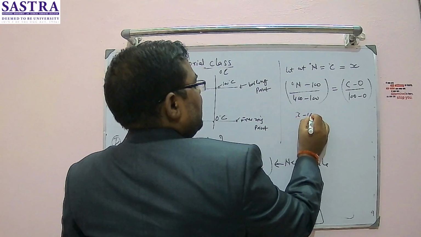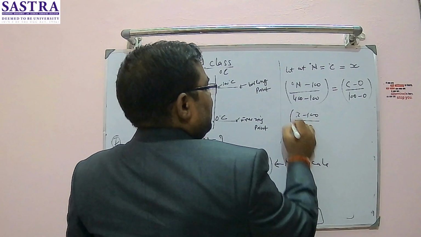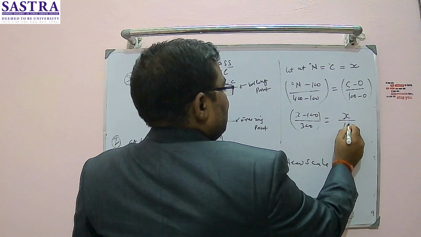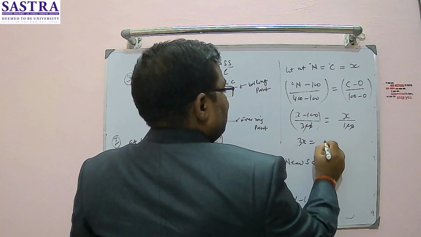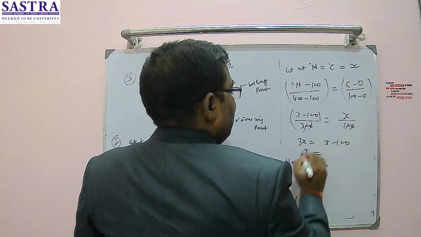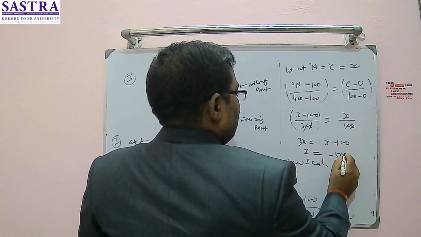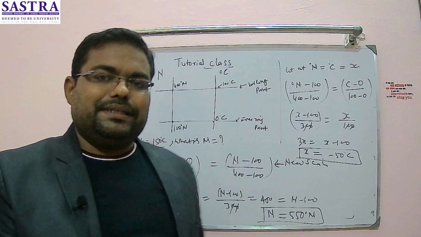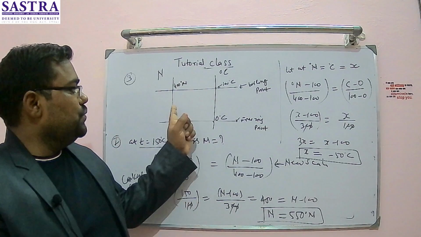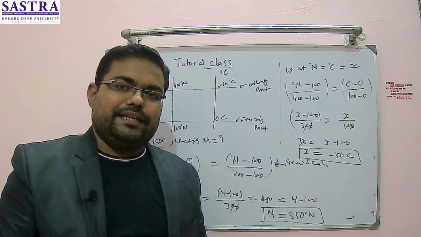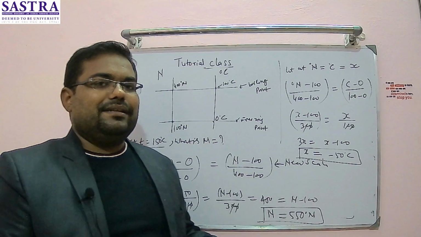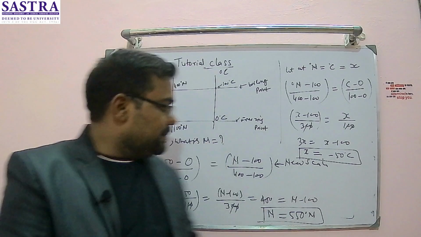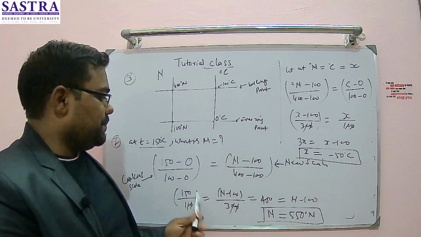So I can substitute here. X minus 100 divided by 300 is equal to again X divided by 100. Just solve this. So 3X is equal to X minus 100. So you can get X, that is minus 50 degrees C. So at minus 50 degrees Celsius, both the new as well as the Celsius scale would read the same reading. So this is the second part. This is the first part of it.